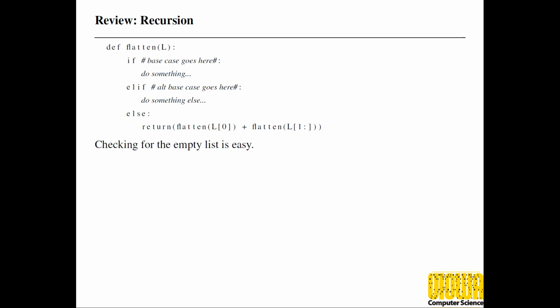Checking for the empty list is easy. How do I check if something's the empty list? Well, that's simple. I just check for equivalence to the empty list. So I change my condition. If L equal empty list, then I'm going to do something. What do I do?